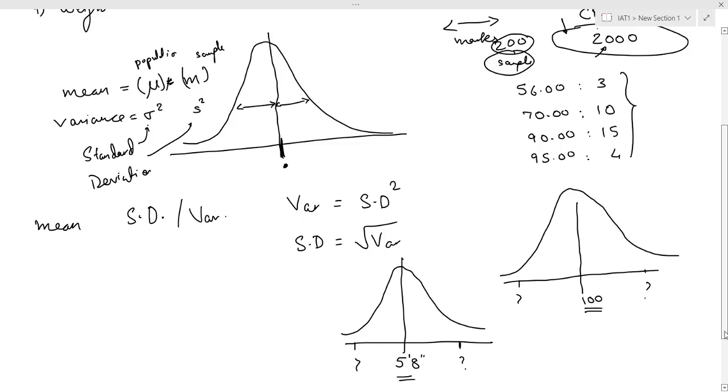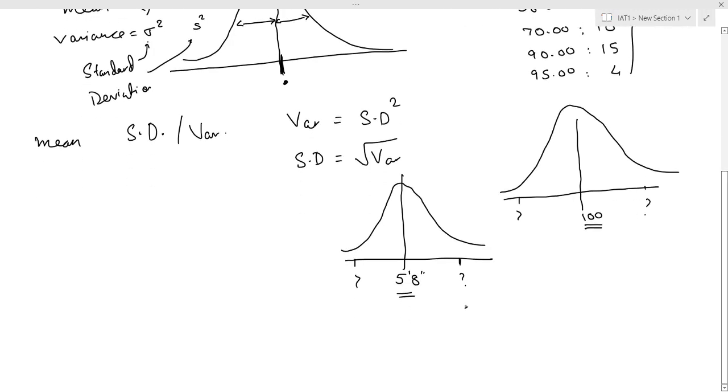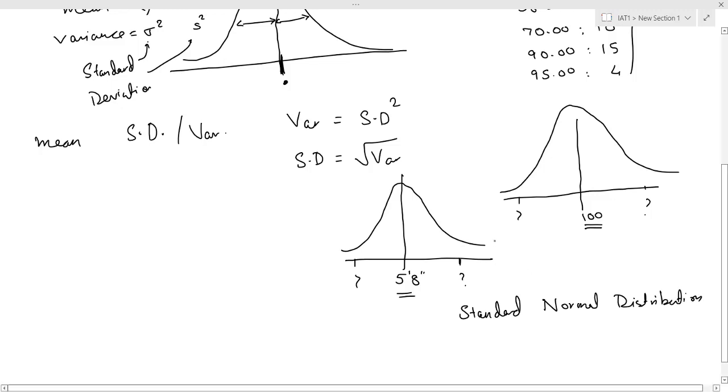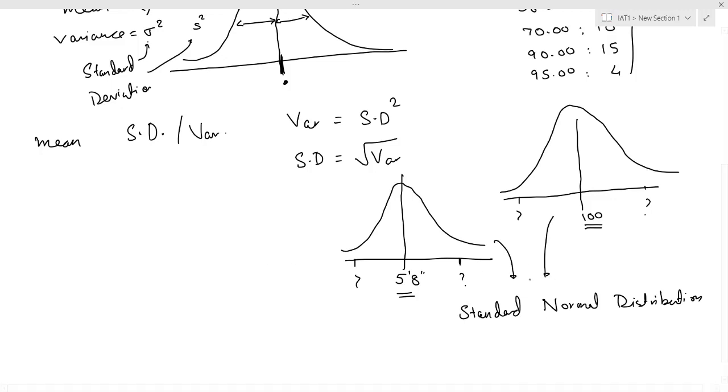So for this, what the statisticians have done, they have created a standard normal distribution, and we can convert any distribution into this standard normal distribution, right? How we can convert, I will just tell you the formula, but we can convert any normal distribution into our standard normal distribution. So in case of standard normal distribution, what is the mean?